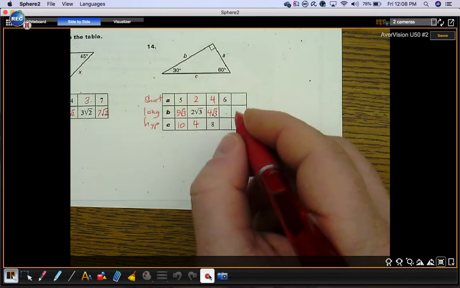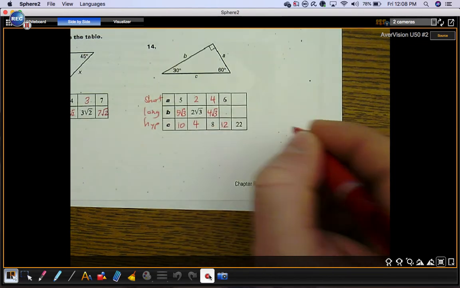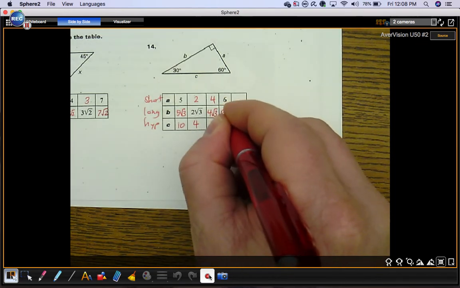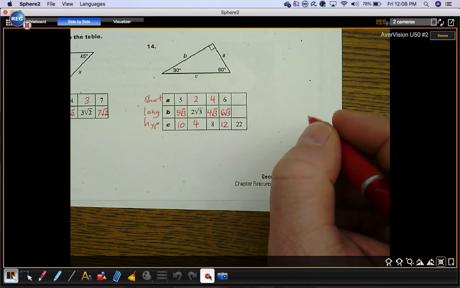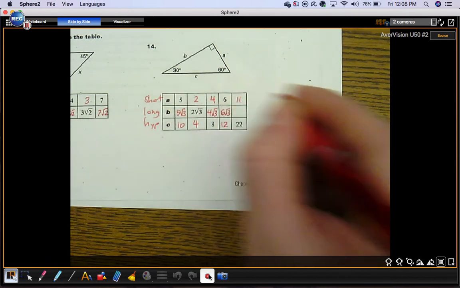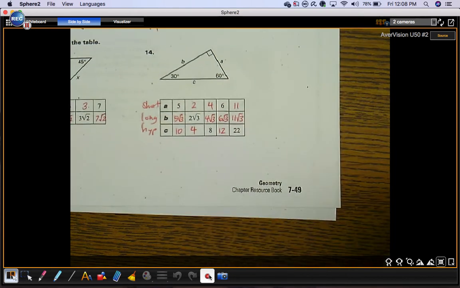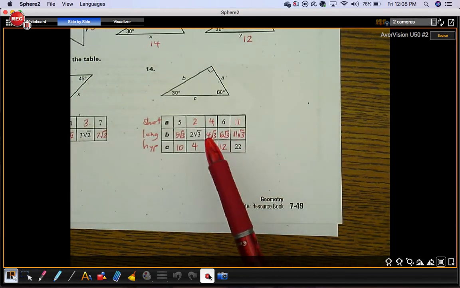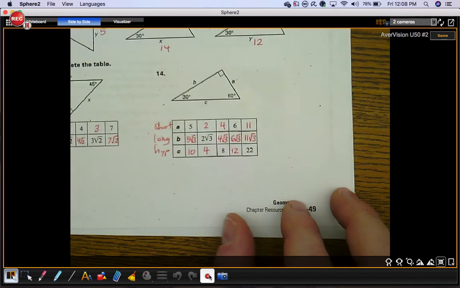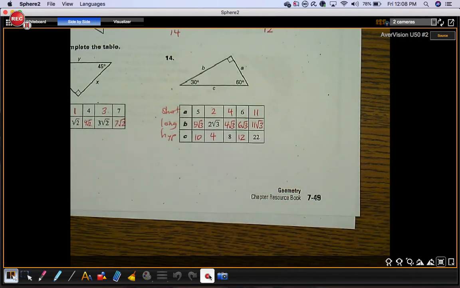If your short leg is 6, your hypotenuse is 12. Long leg, 6 square root of 3. If your hypotenuse is 22, short leg's 11, long leg is 11 square root of 3. So I just went through and did 5 problems really quickly because I know my facts about 30, 60, 90 triangles.